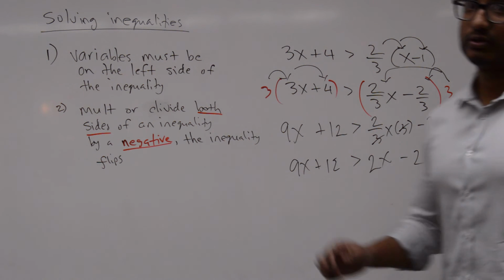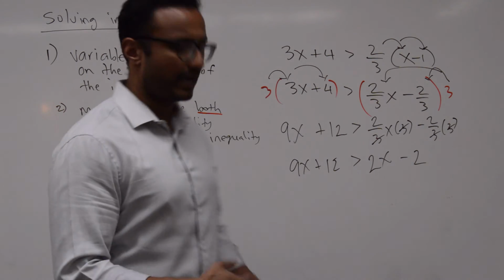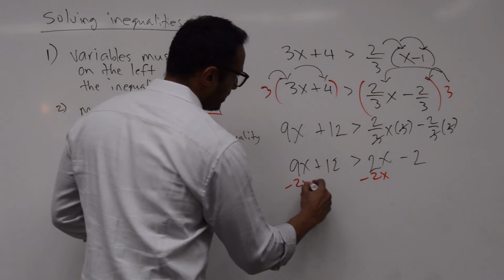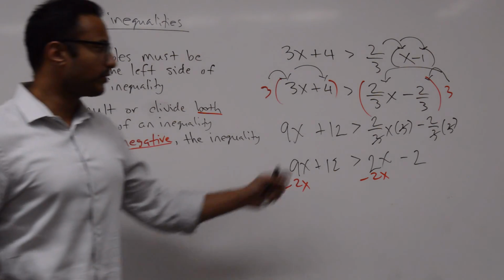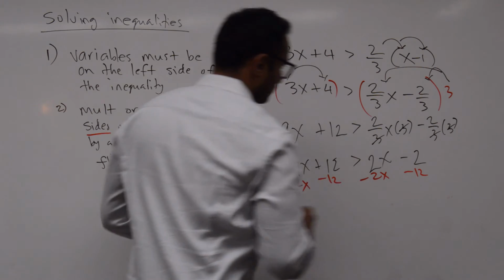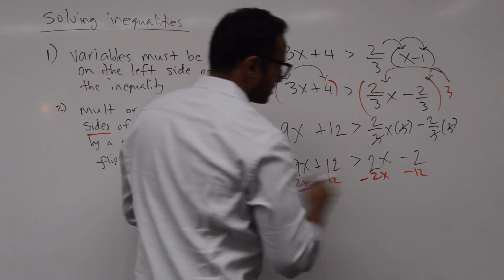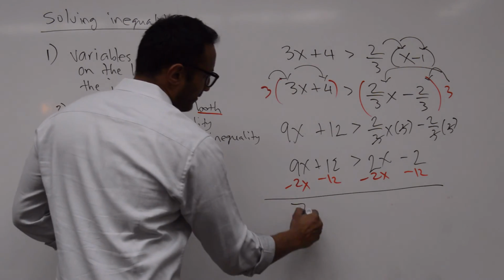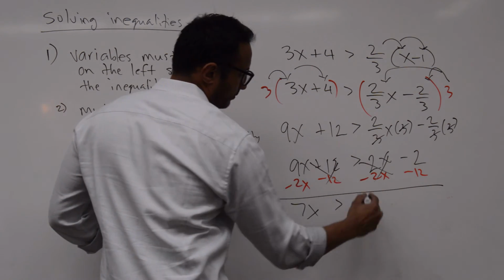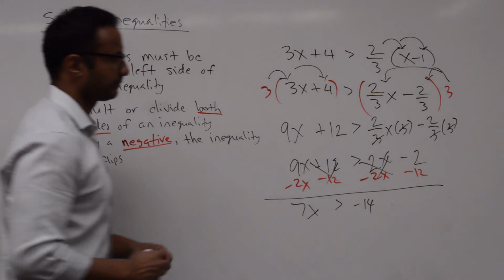Okay, now remember, you have to move the variables to the left side. So we subtract 2x from each side. And on the same step, I'm going to move the constants to the right. So I subtract 12 from each side. Okay, if I do that, here's what happens. I end up with 7x, these go away, greater than negative 14.